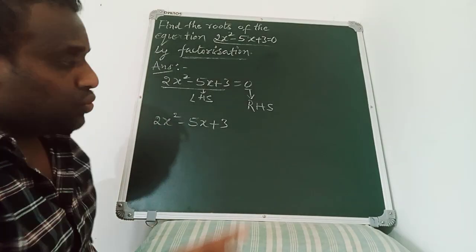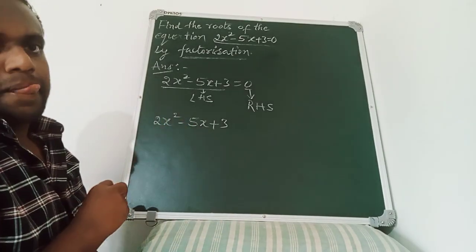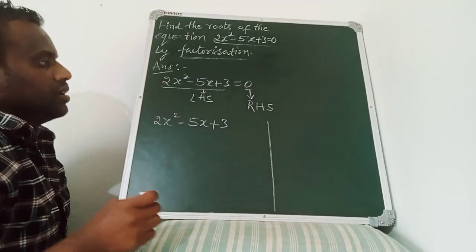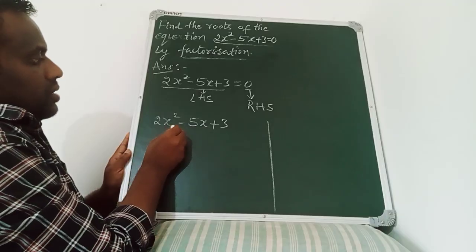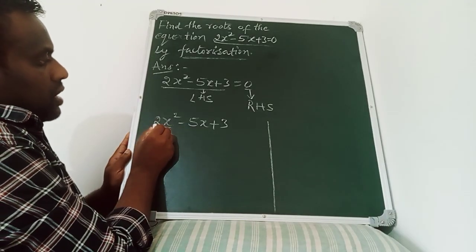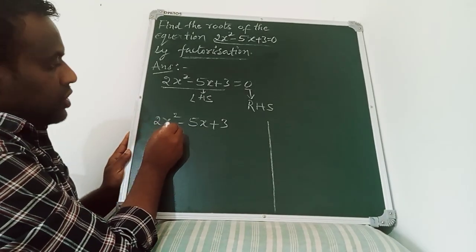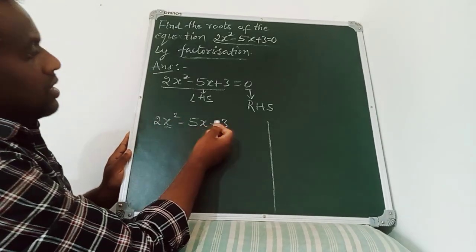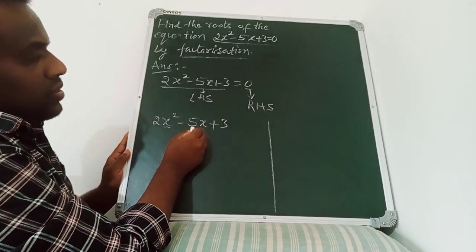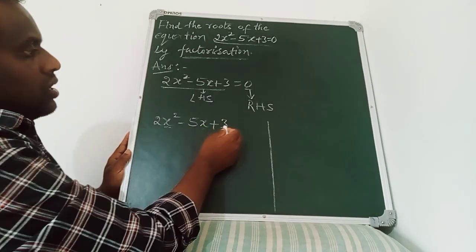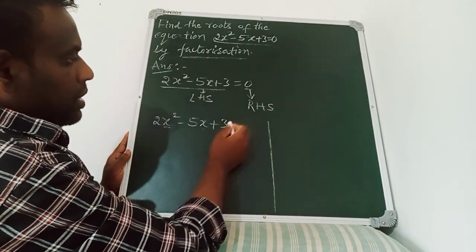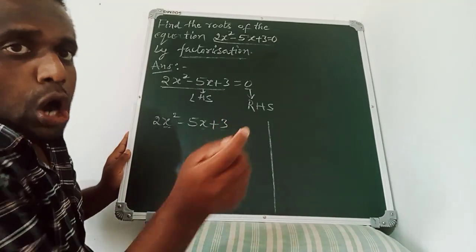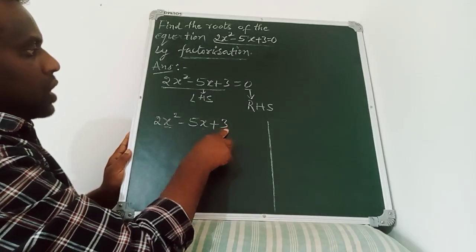Now we have to factorize this first. So for that, how can we do it? See, this is x square, so the number 2 is called the coefficient of this x square. This is x, so this number minus 5 is the coefficient of x. Next, here take 3. Here there is no variable x, only a number. So this 3 is called the constant.